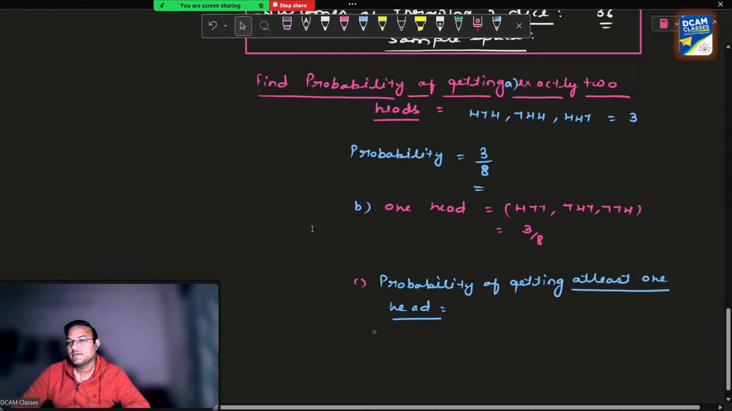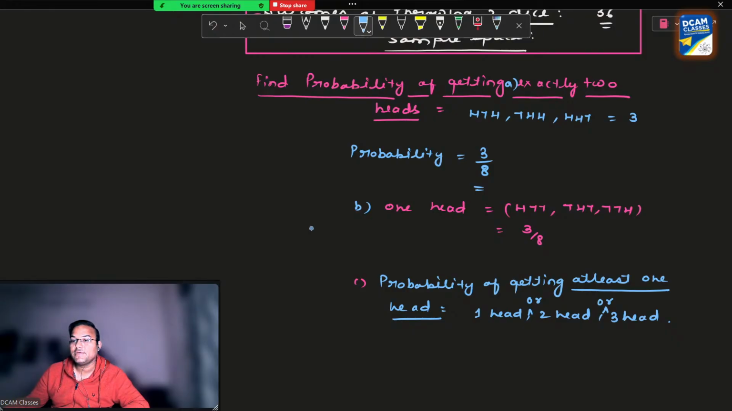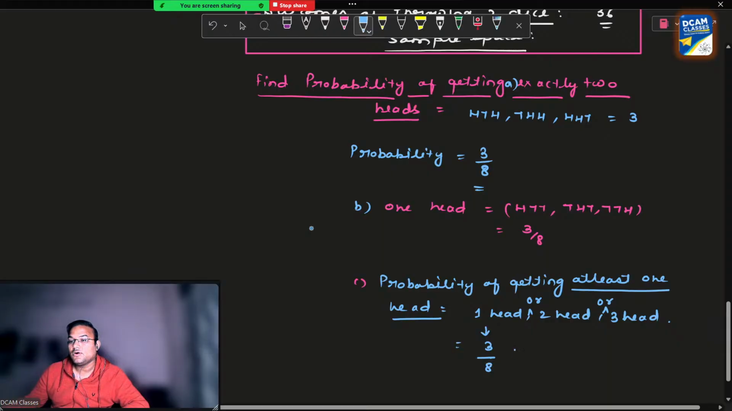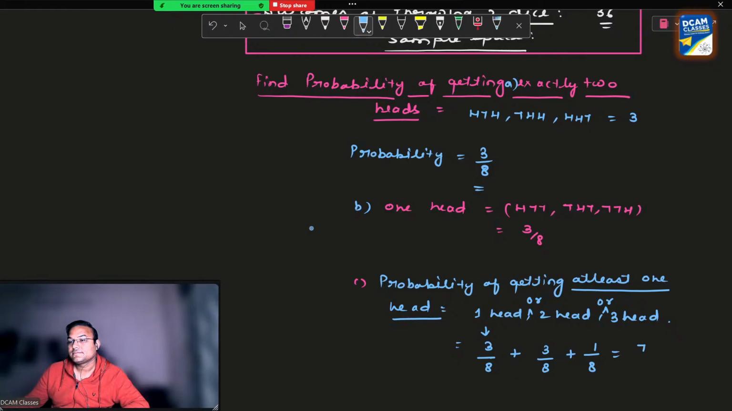At least one head means it's one head, two heads, or three heads. We may get these cases. For one head, we had 3 cases, the probability was 3 by 8. Or means addition. Two heads we have calculated, again 3 by 8. And the probability of getting 3 heads is 1 by 8. Very good. Correct answer.